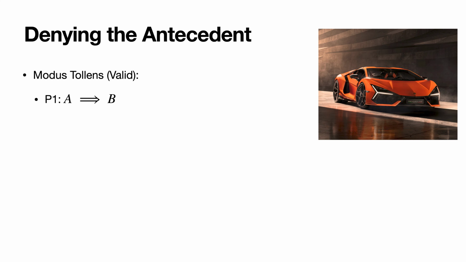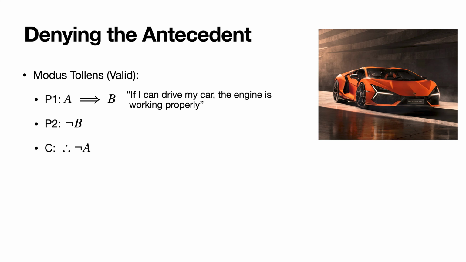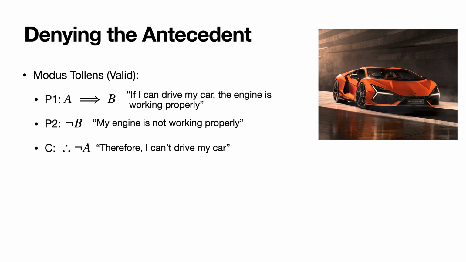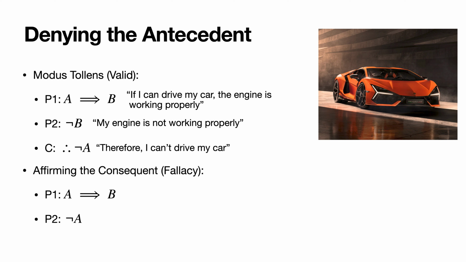Premise 1, A implies B. Premise 2, not B, and our conclusion is therefore not A. So this is like saying, if I can drive my car, then the engine is working properly. My engine is not working properly, and as a result, therefore I can't drive my car. Denying the antecedent is a fallacious version, and it goes like this. Has the same premise 1, A implies B, except it says not A, and then it tries to conclude therefore not B.